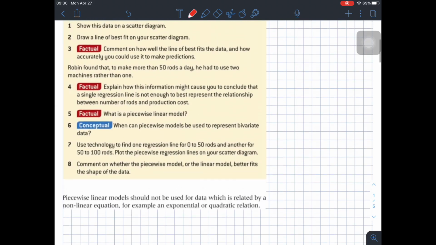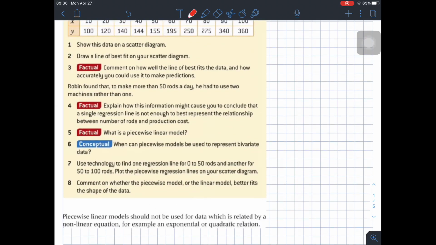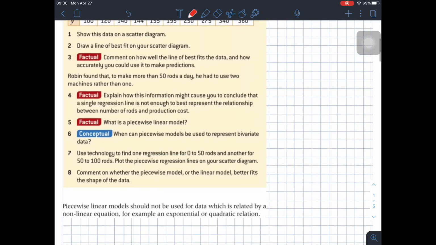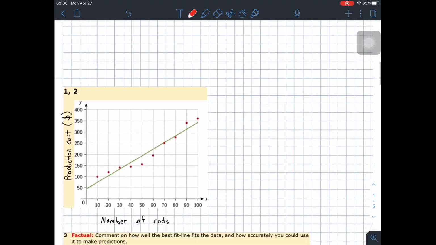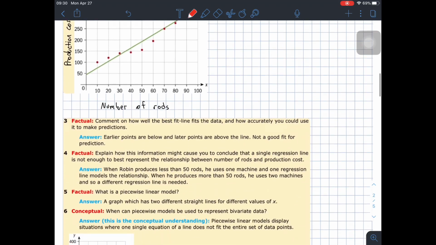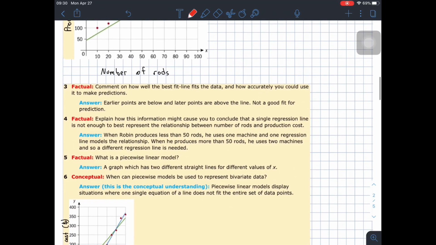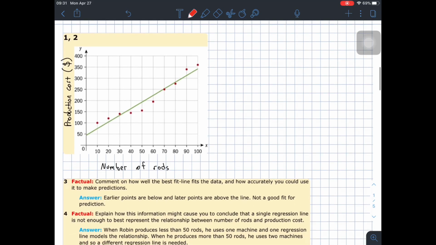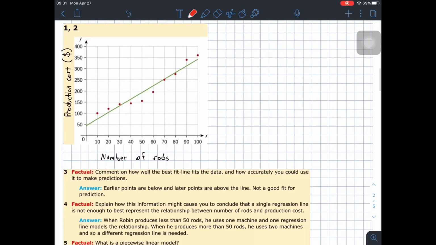So then it says, number three, comment on how well the line fits the data and how accurately you could use it to make predictions. So pay attention at number three. I already have all the answers for this investigation to avoid wasting too much time. So it says, once again, comment on how well the best fit line fits the data and how accurately you could use to make predictions. And here it says the answer.